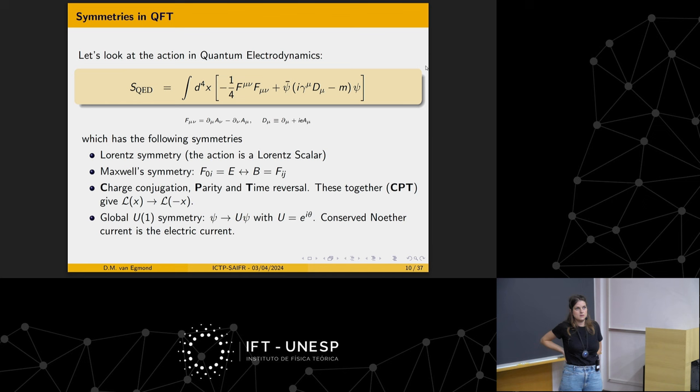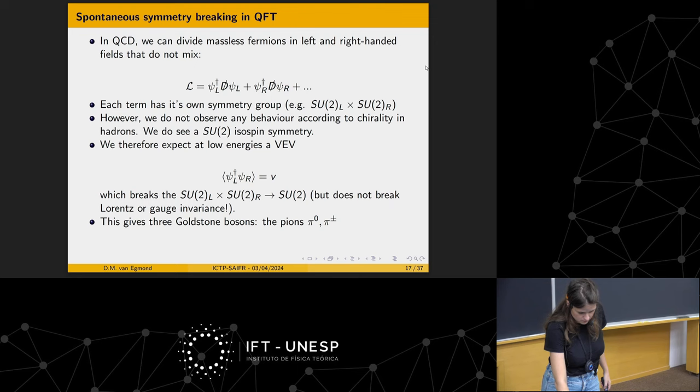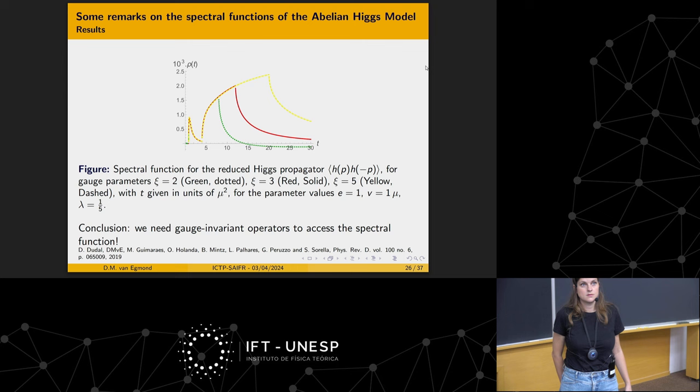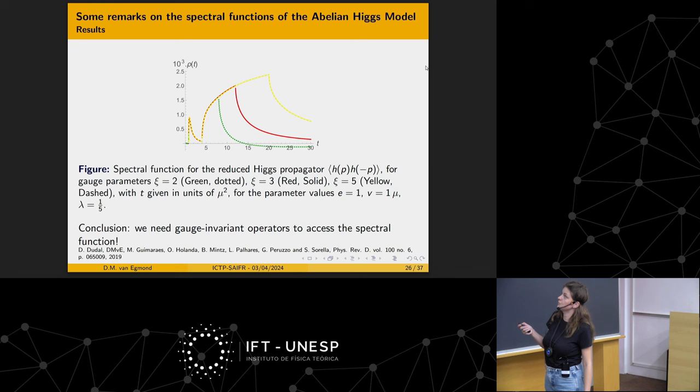Something that confused me about the end of the presentation is you seemed to imply that the Higgs correlation function, so the propagator, is gauge invariant, or not gauge invariant, or something like that. This one? The H of X, H of Y, yes. No, it's not gauge invariant. It's not? You can see this here simply by seeing that for different values of the gauge parameter, you get a different spectral density function. So it's not a gauge invariant object.